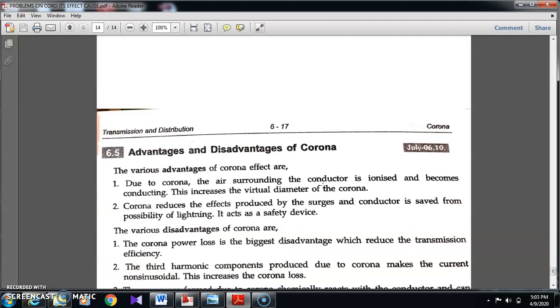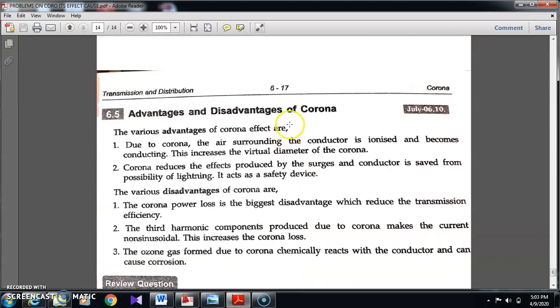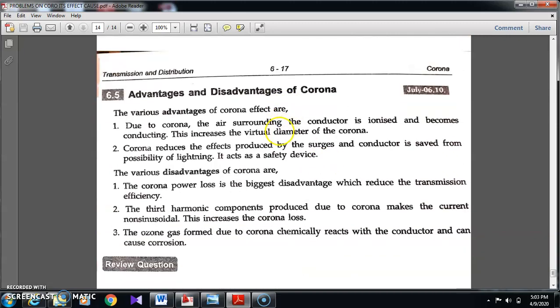But sometimes, what happens? They say corona also has some advantages. Once the corona effect takes place, even natural lightning is reduced because of it. This is one advantage you can sometimes call. And if the visual diameter of the corona keeps increasing, suddenly the corona effect will reduce. How? The air surrounding the conductor gets ionized due to corona, and once corona extends its ionization so that it spreads in the air, it will reduce.